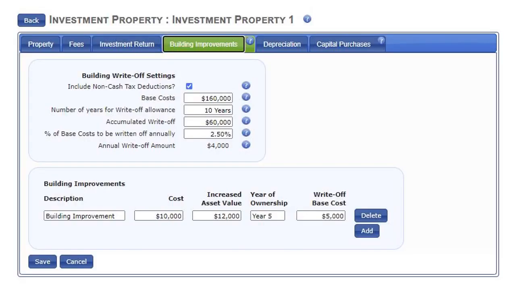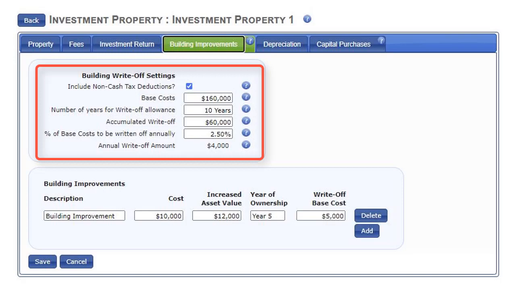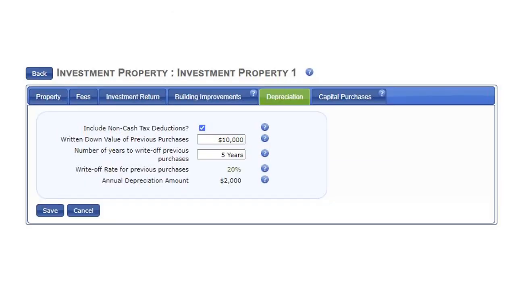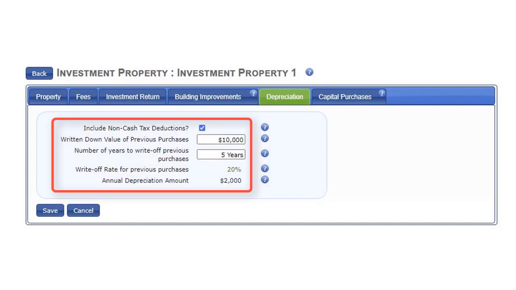Under the tab Building Improvements, you can include the data for calculation of building write-off. If you are planning any building improvements, then you can enter the cost of the improvement, the anticipated increase in the property value, and the amount for calculation of the base cost for building write-off. If you currently have assets being depreciated, you will need to select just one value and the average time over which these assets are to be depreciated.